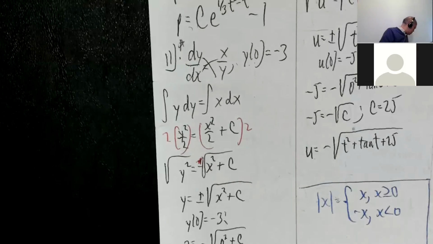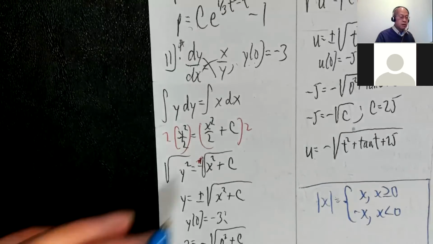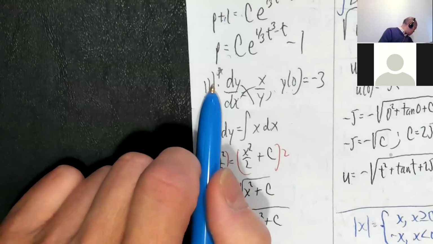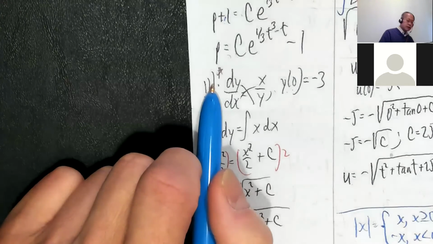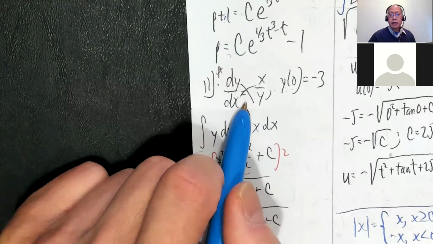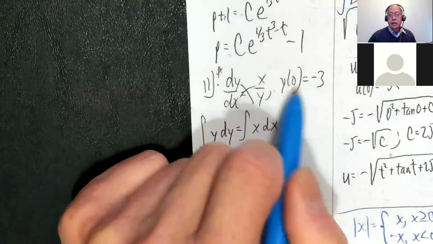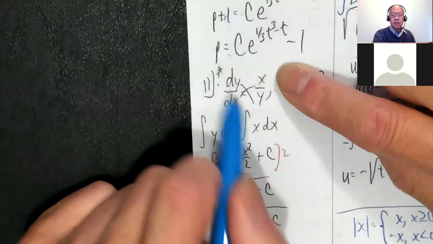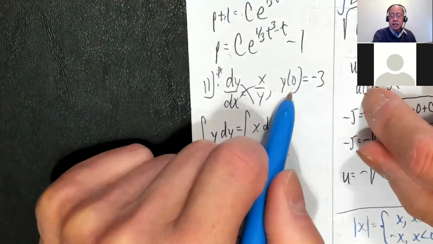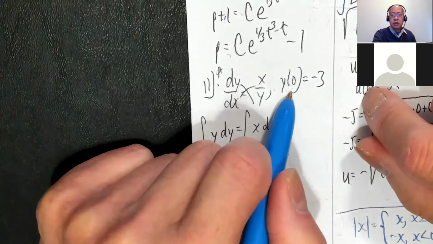Okay, so let me show you 11 star, which is not the same as our 11, but it's close. dy dx equals x over y, y of 0 equals -3. So this is just like the previous set. But because of this, I won't have a plus c. I'll be able to solve for c.